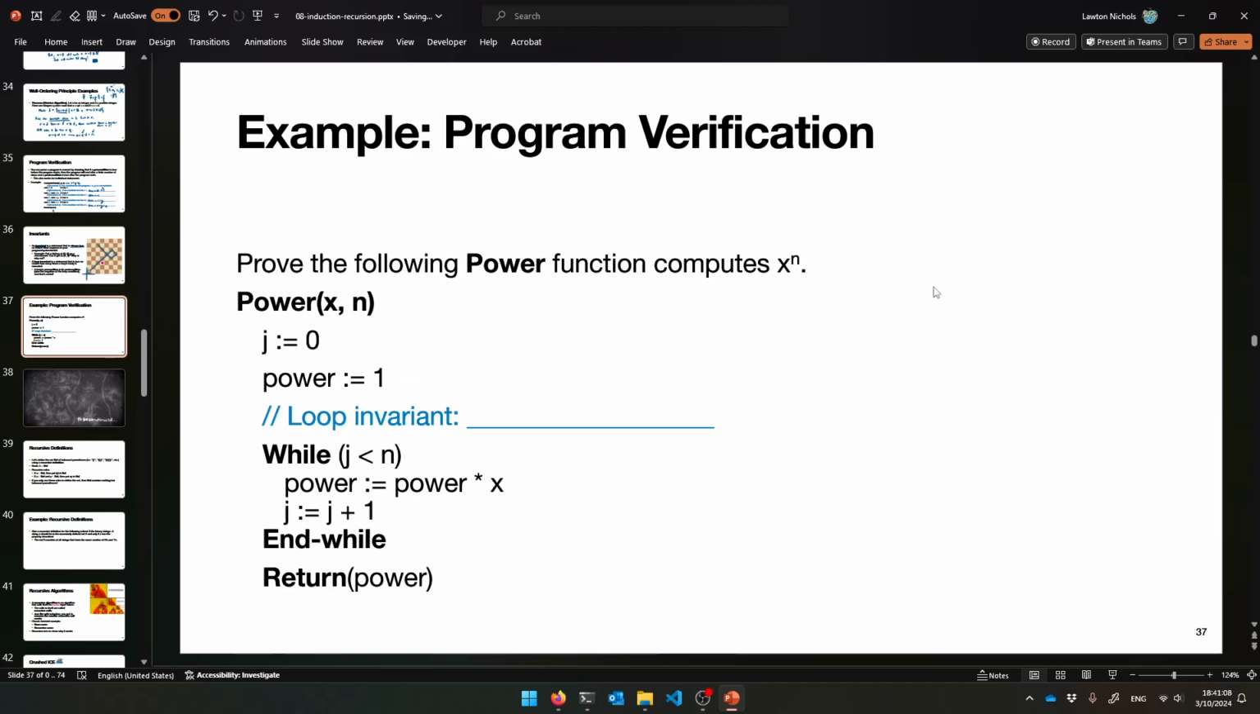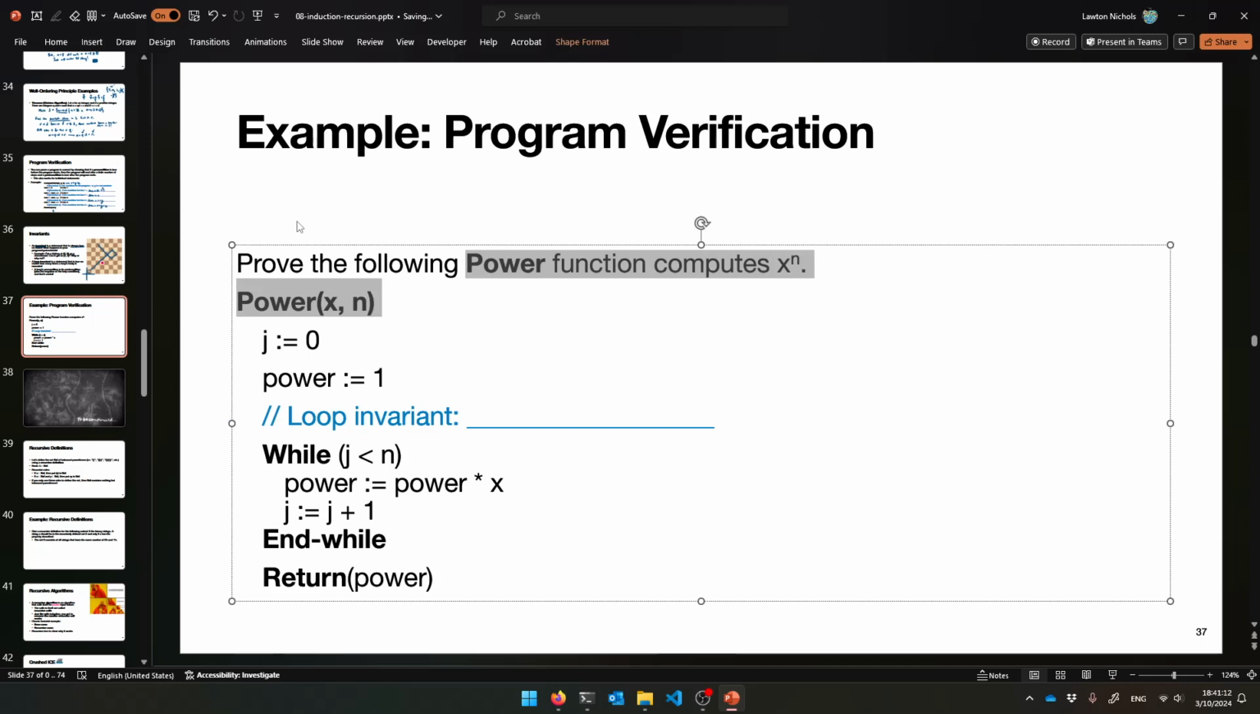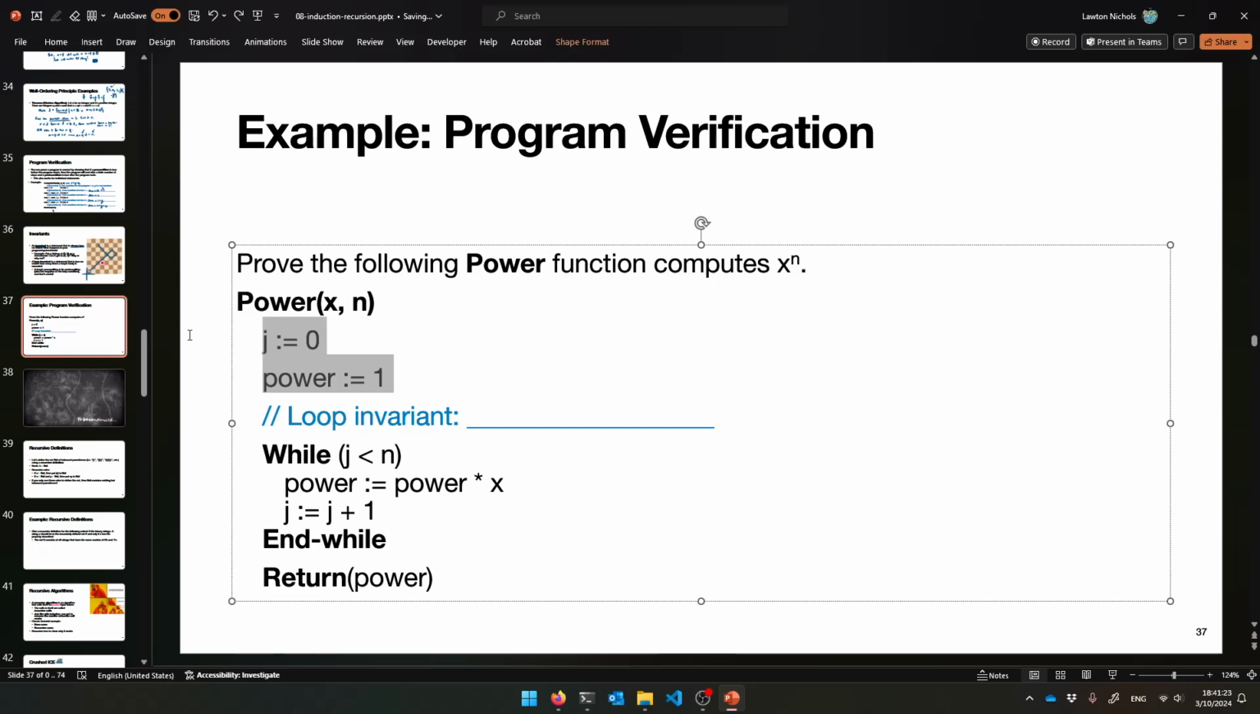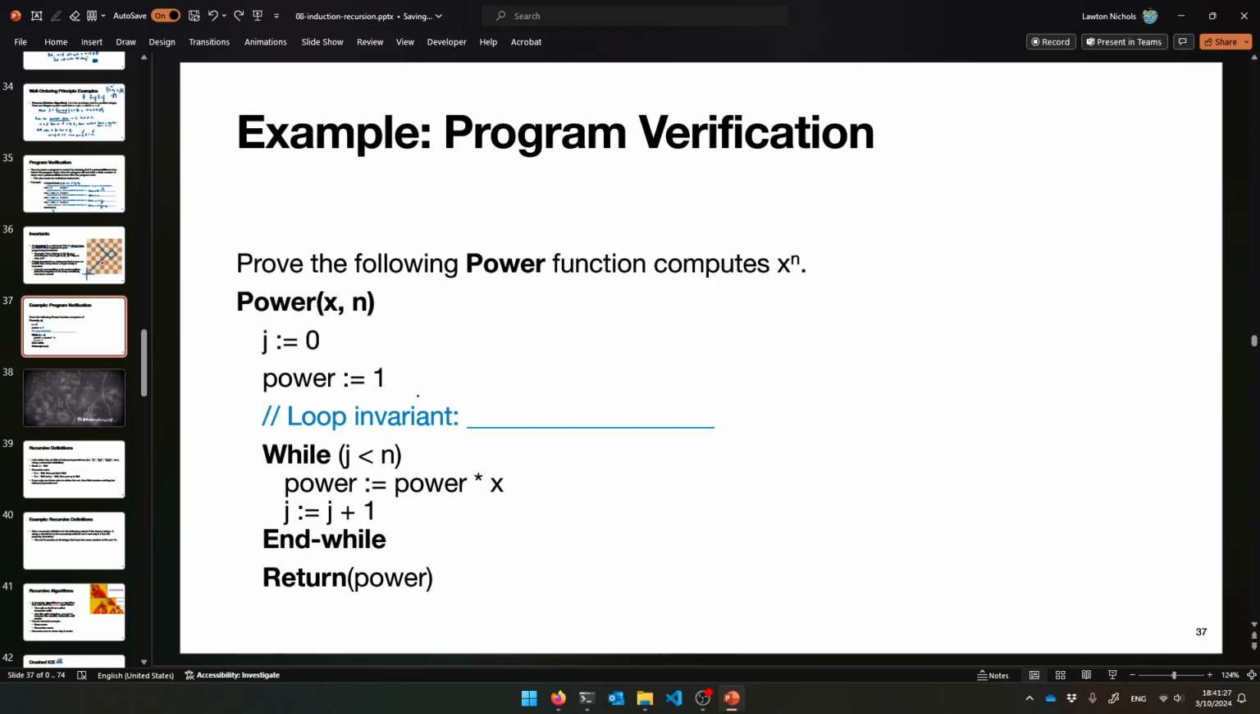And let me give you an example of that. Here's a function that's going to compute the power of a number to another number, assuming that n is an integer, all right? So we're going to compute power(x, n), whose job is to return x to the power of n. And so I'm going to start some variables, all right? And I can prove stuff about them. j is equal to 0, power is equal to 1. So I know, right here, the postcondition of these two lines is that j is mathematically equal to 0, and power, that variable, is equal to 1. And now I want to make a loop invariant that does something.